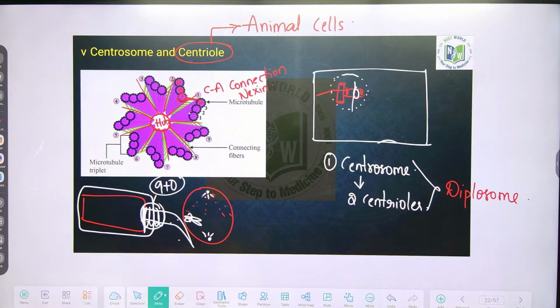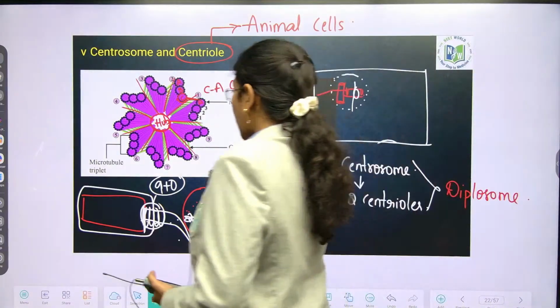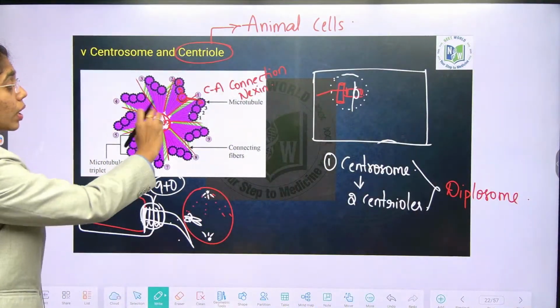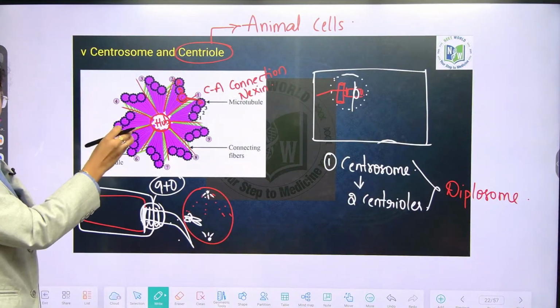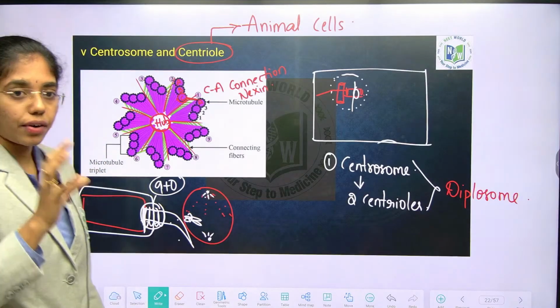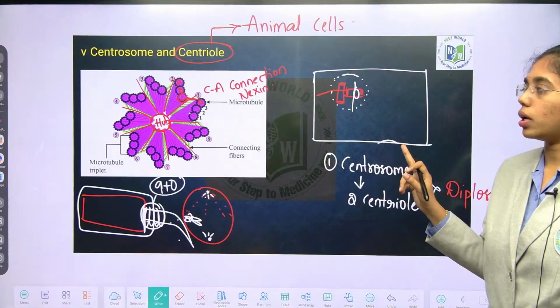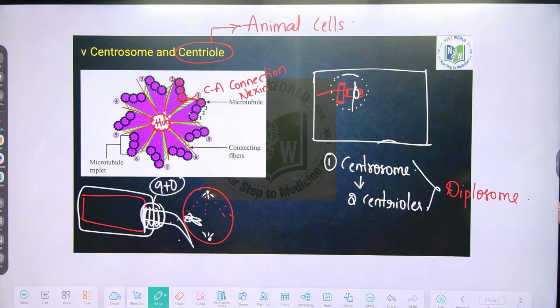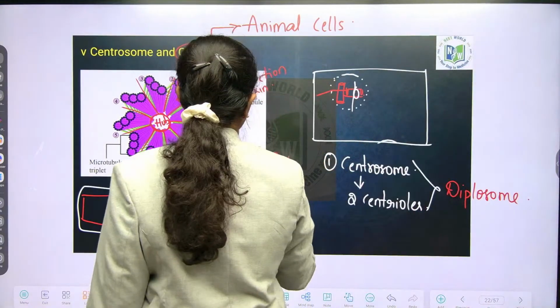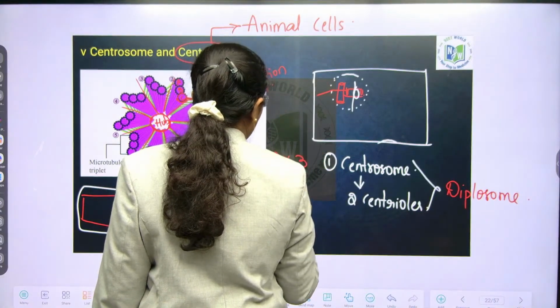Voice is clear, yeah. So now about centriole, it has one proteinaceous hub at the center towards which 9 radial spokes are present, each radial spoke having 3 microtubules. So in total, in a single centriole, how many microtubules are present? 27. Very good. That is 9 into 3.